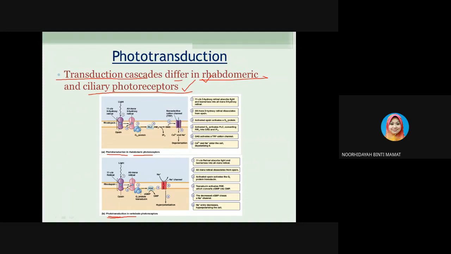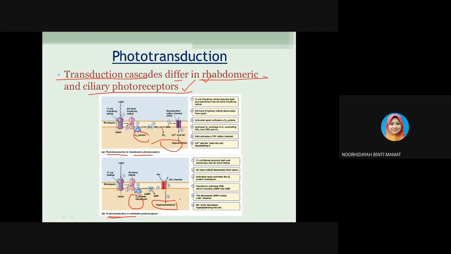For step 1 and step 2, they also involve the G protein, and they involve the TRP channels, which results in depolarization. But in phototransduction in the vertebrate photoreceptor, it results in hyperpolarization, where sodium ions enter the cells.